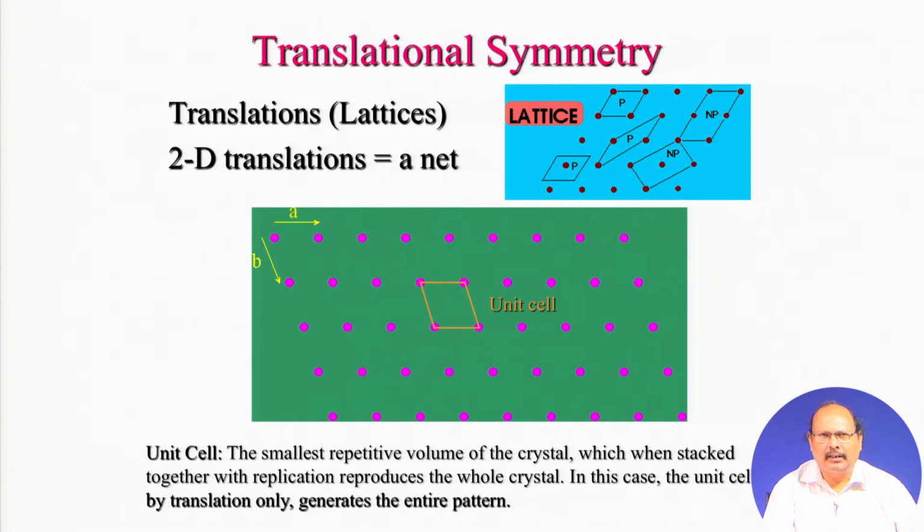Now, in this net you have the smallest repetitive volume of the crystal. If this is the smallest repetitive volume of the crystal, then we call it a unit cell. Why unit cell? Because this smallest volume, when stacked together with replication, reproduces the whole crystal. In this case, the unit cell is studied by translation only, and that generates the entire pattern.